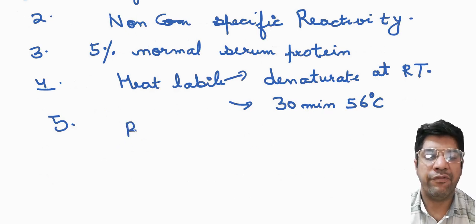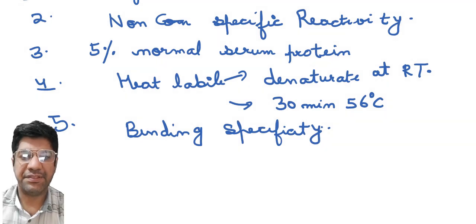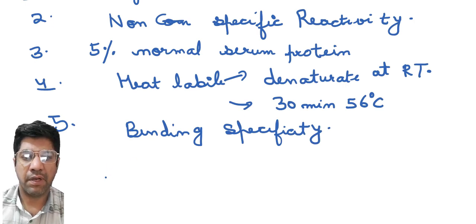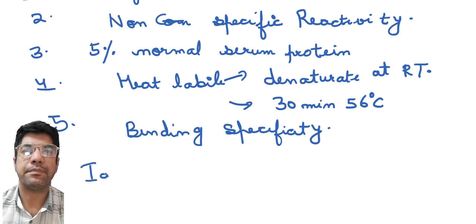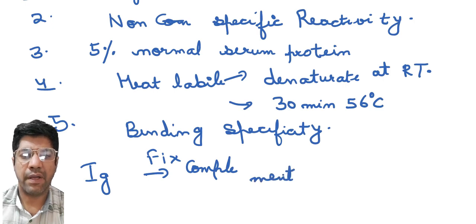Complement does not bind to free antigen or antibodies, but only to the antibodies that have combined with their antigen. So it shows binding specificity. This binding is necessary for activation of the classical complement pathway. So remember, IgG class that fix complement. Not all the classes of immunoglobulins can fix complement.